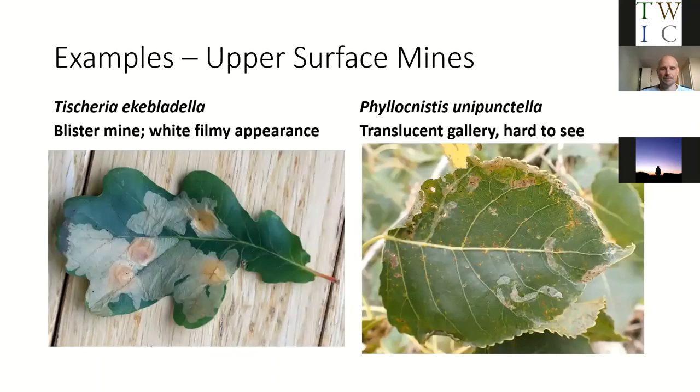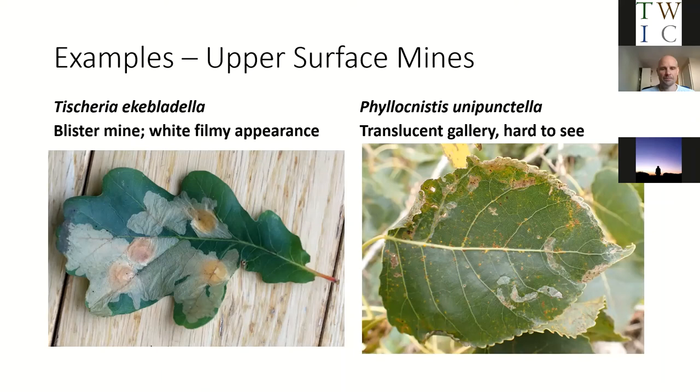Here are a couple of upper surface only mines, which don't fit the normal rules, as it were. Tischeria clavidella on the left, which as you can see is an oak feeder. So this is a blister mine, but it's upper surface rather than lower surface. Upper surface blister mines tend to have a sort of white, filmy appearance. There are four mines on that particular leaf.